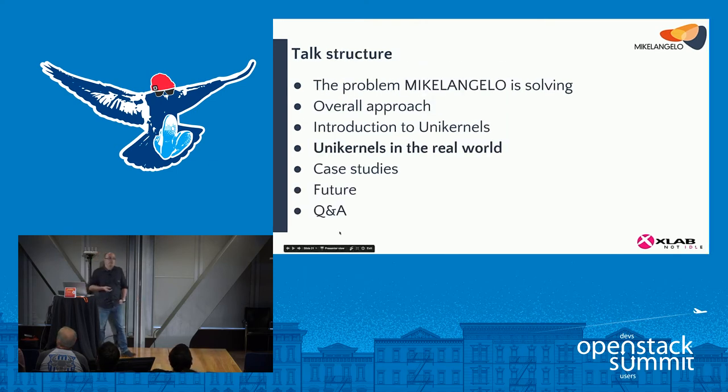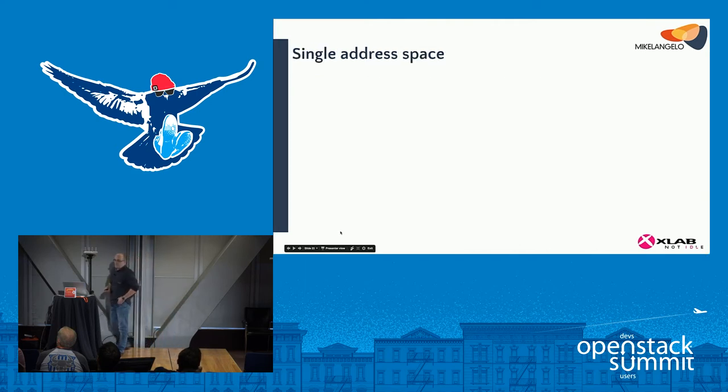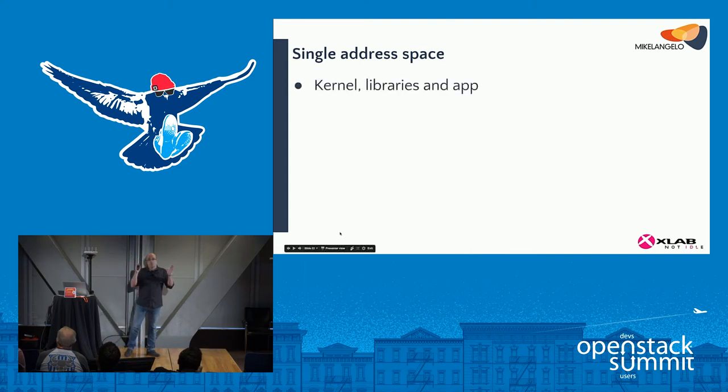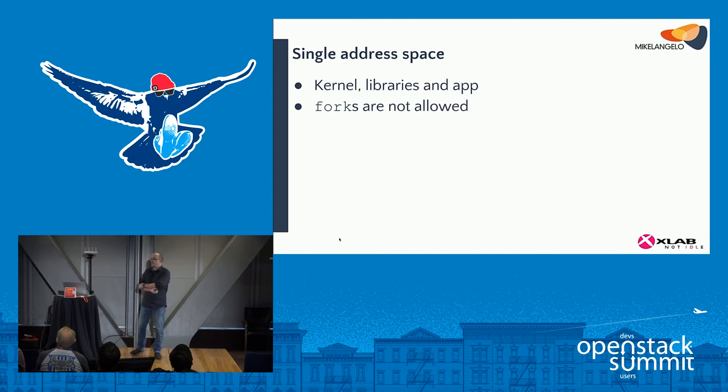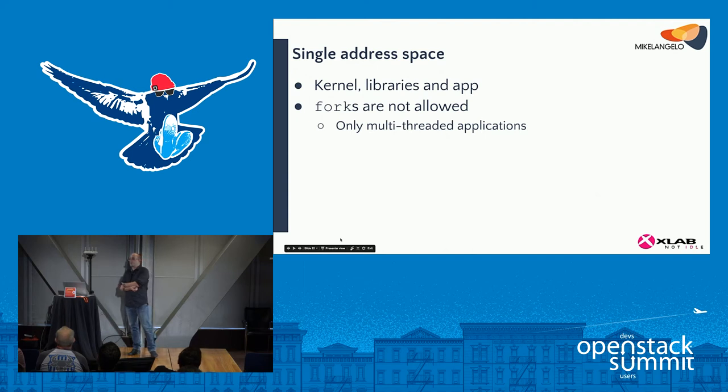So now we go to unikernels in the real world, so what it means to use the unikernel for your applications. The first one, as we said before, is single address space, which means kernel libraries and user application are all sharing the same address space. Essentially, this means that we are not able to fork in a unikernel. So we have a single process running, but we can run multiple threads. Whenever a fork occurs, the kernel will most probably die.